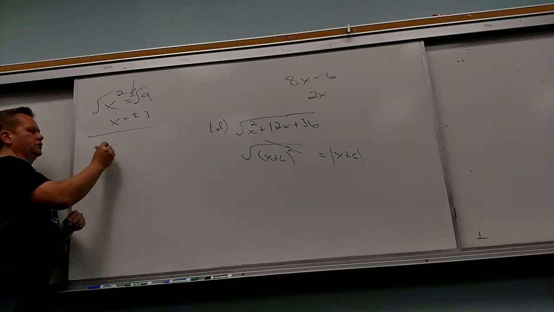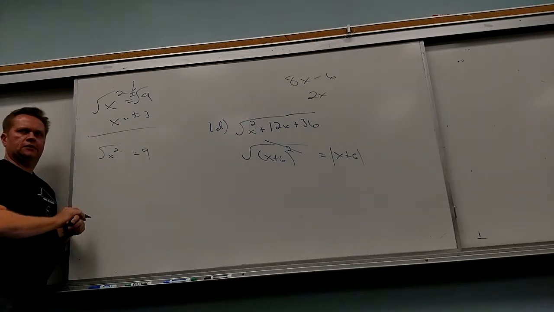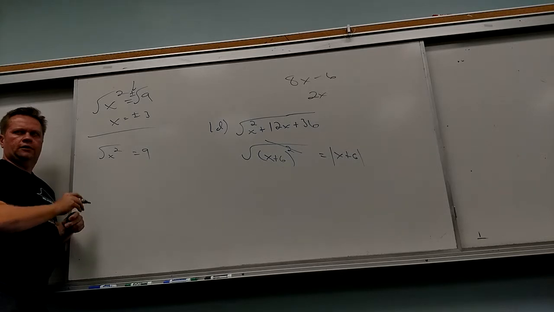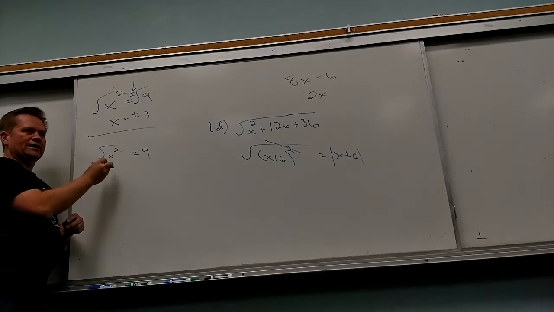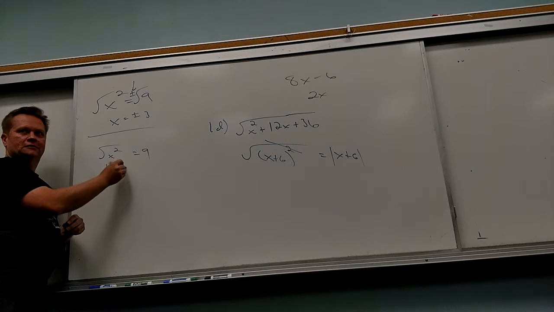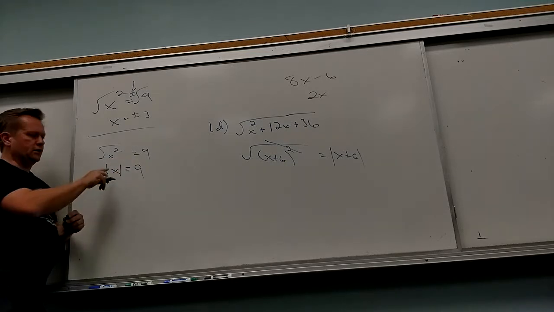But here's the real story. Here's what I sort of skipped, so it didn't look too freaky. Square root of x squared is absolute value of x. And how do you solve this?